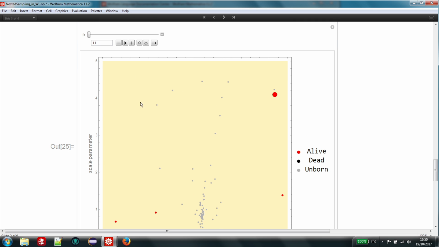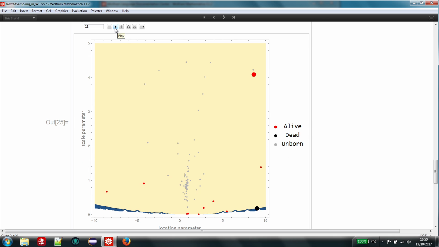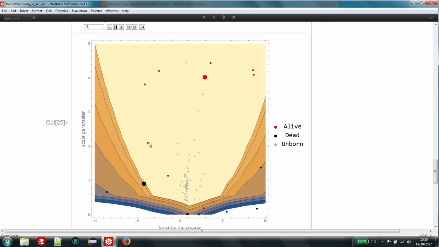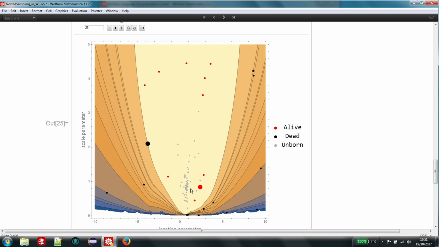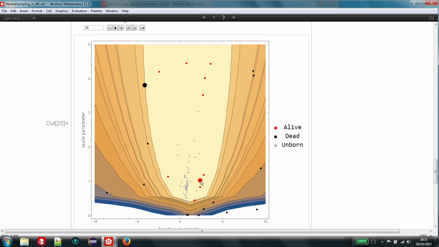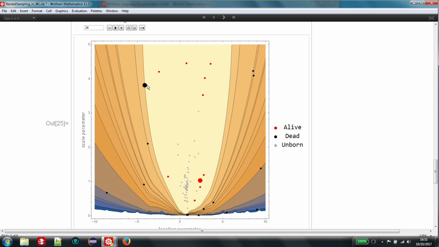So when I now move up through the animation, oh, this is a bit fast. Okay, so every time I generate a new point, so this one, for example, and now this one has become the worst. And every time I generate a new point, I draw from the prior, but I make sure it's better than this one. So it's within this area. And that's what allows me to do the evidence integral.